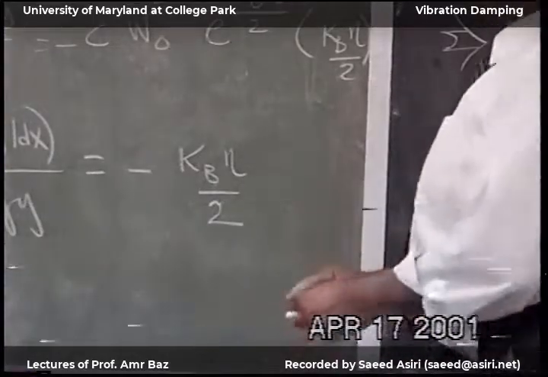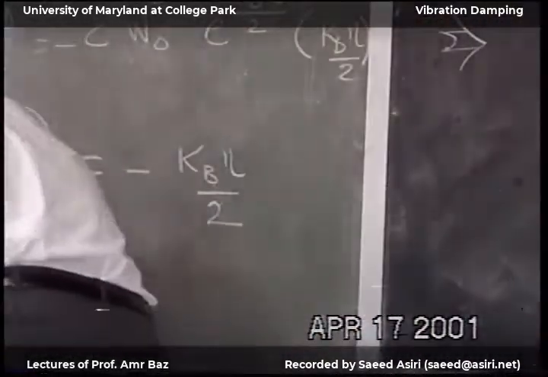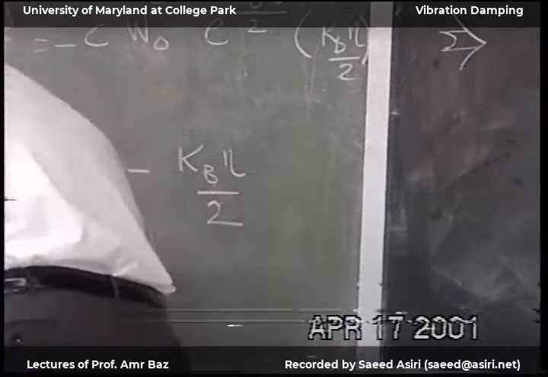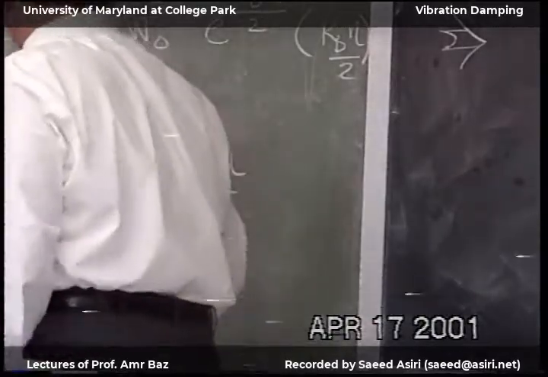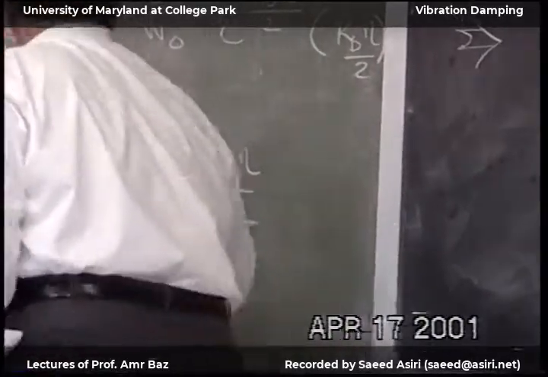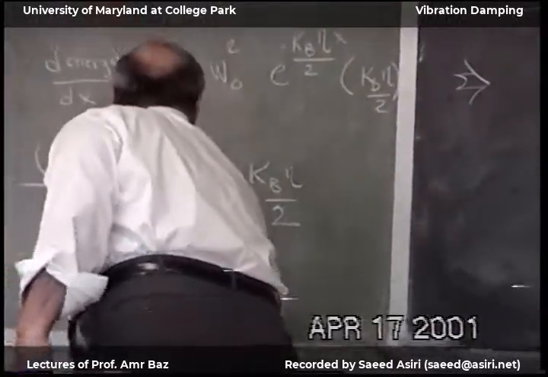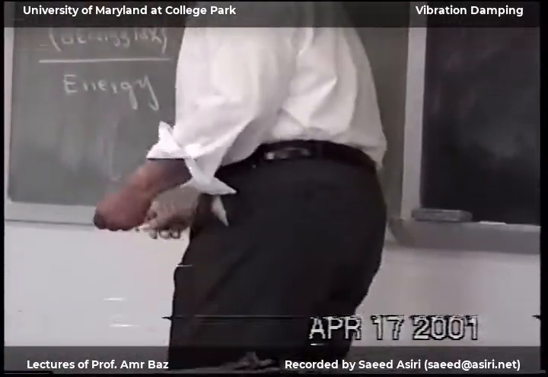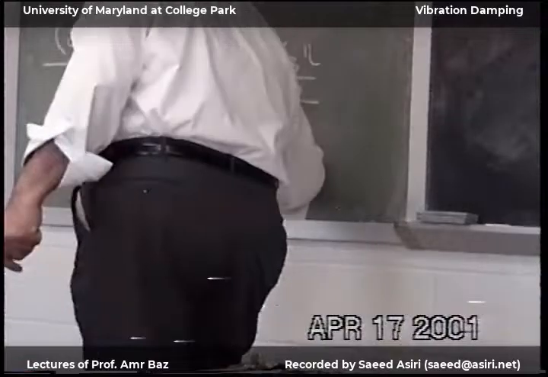Now, all this says, I can now determine the loss factor, and this will equal to 2 over k b times this ratio.